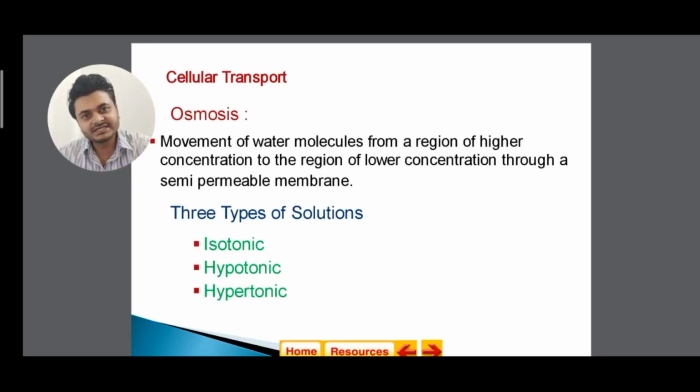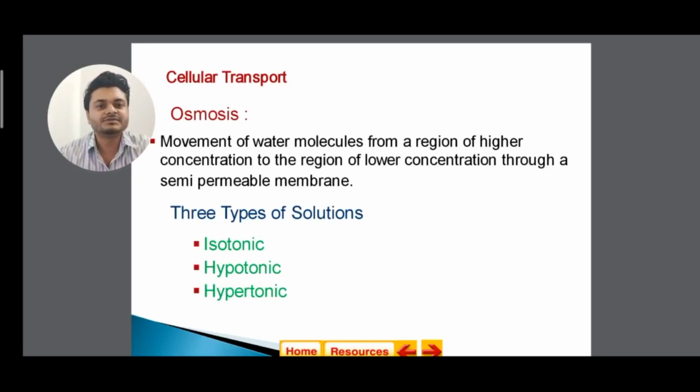So in other words, I can define osmosis as the movement of water molecules from a region of lower concentration to higher concentration through a semipermeable membrane. Or in your book another way of definition has been given: it is a movement of water molecules from a region of higher water concentration to the region of lower water concentration. Here higher water concentration means what? Low solute concentration, and lower water concentration means high solute concentration.